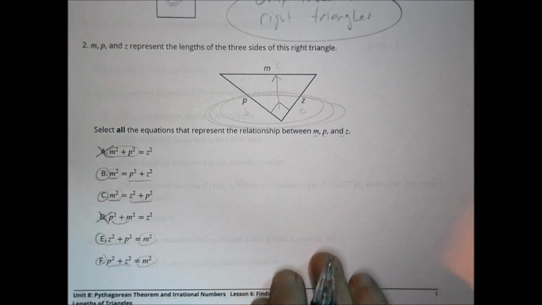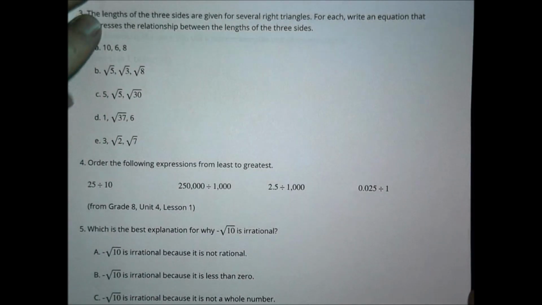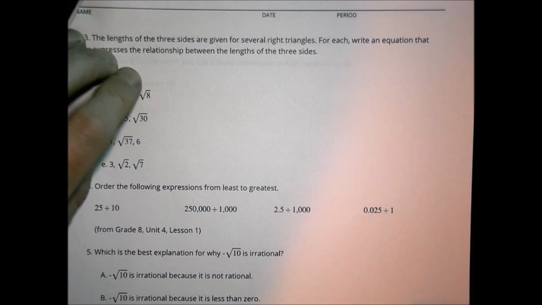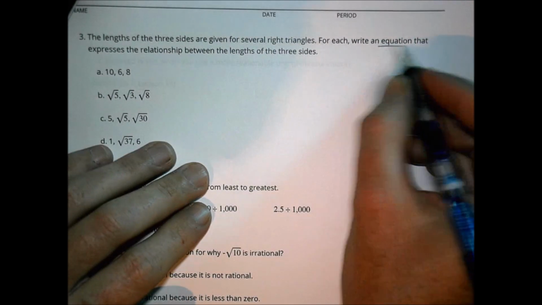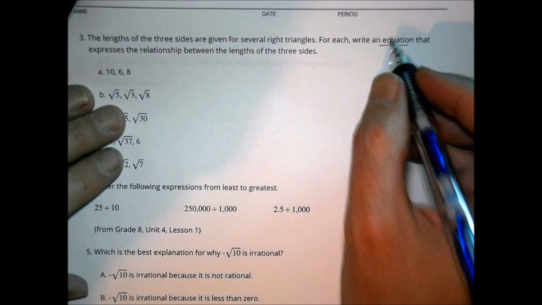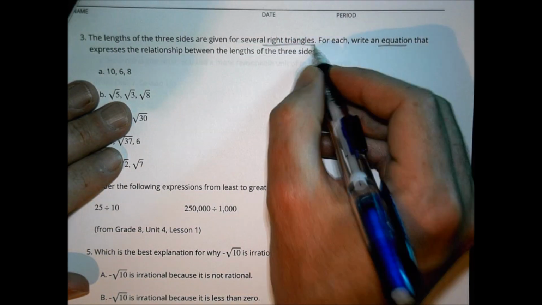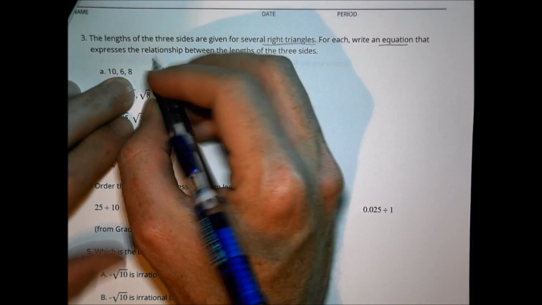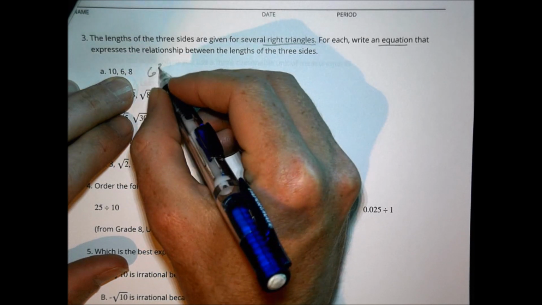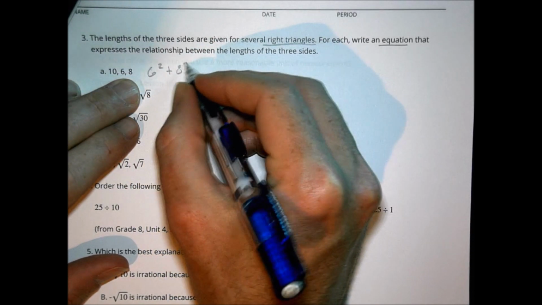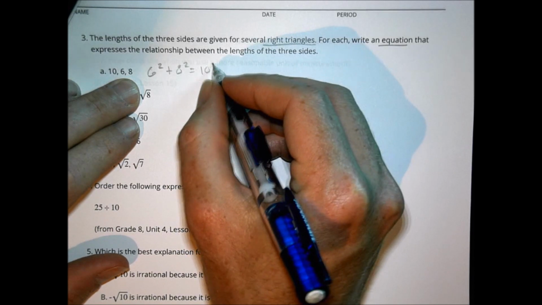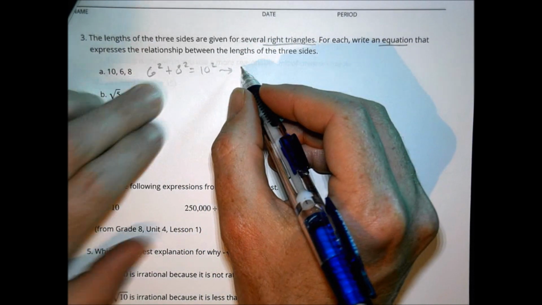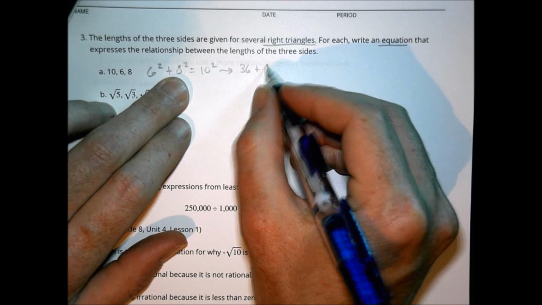Moving to number 3. Number 3 says, the lengths of 3 sides are given for several right triangles. For each, write an equation that expresses the relationship between the lengths of the 3 sides. So these are all valid lengths of right triangles. So let's write an expression that shows it's true. Okay, so let's do this. For this first one, we'd probably go with 6 squared plus 8 squared equals 10 squared. And if you work that out, what you come up with is what? 36 plus 64 equals 100.